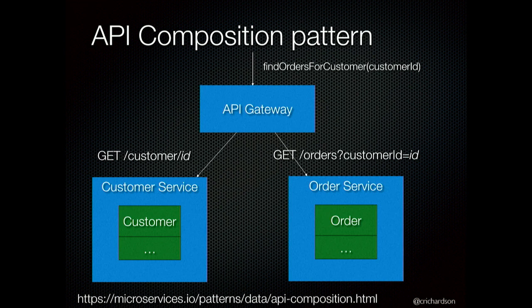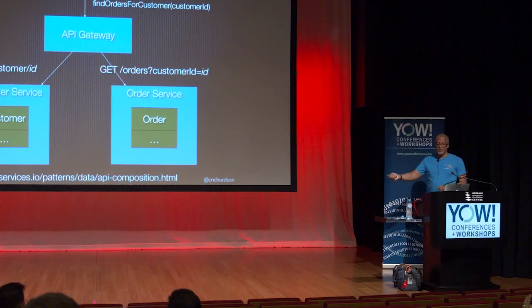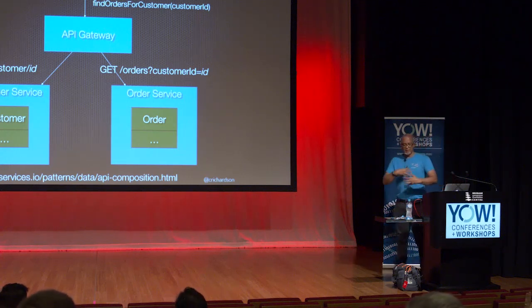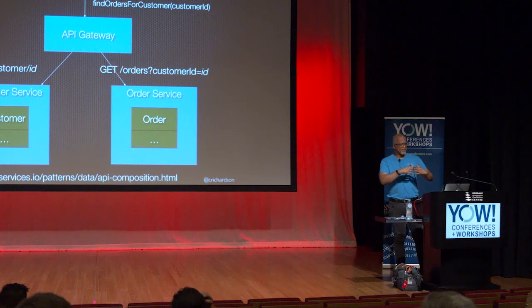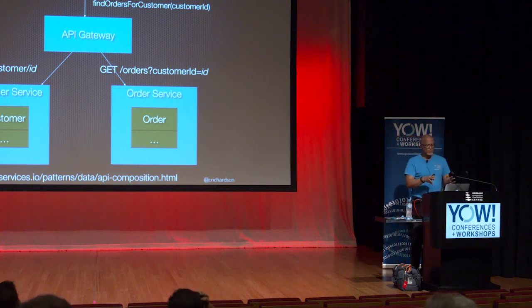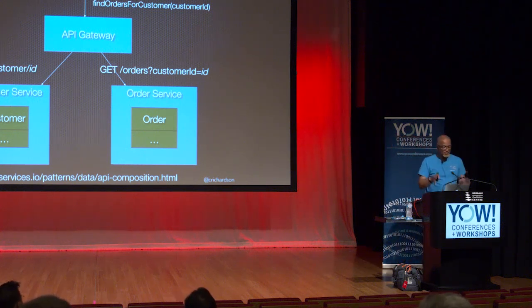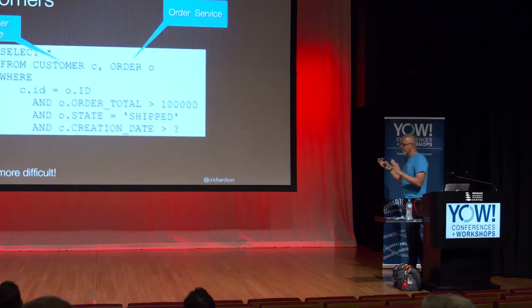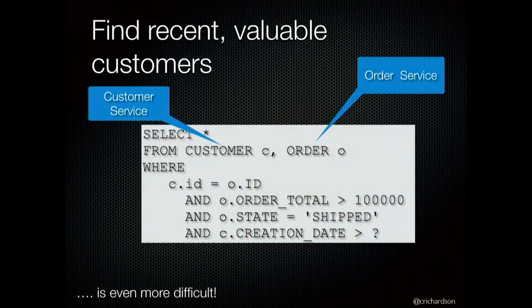So in this example, it's finding the orders for a given customer. It just goes and gets the customer information from the customer service, and then goes and retrieves the orders for that customer from the order service, combines the data and returns it. Quite straightforward. And whenever you can, you should use this pattern. It's just that you'll often encounter a query that cannot be implemented efficiently using API composition.